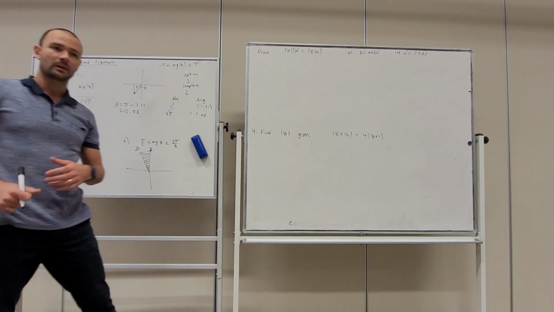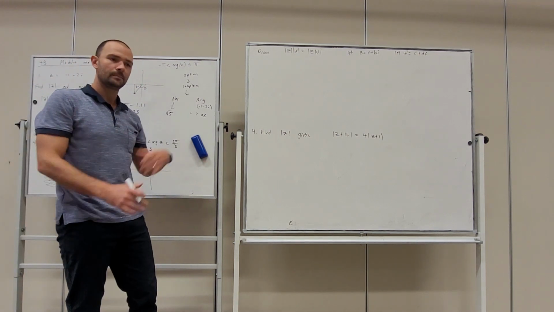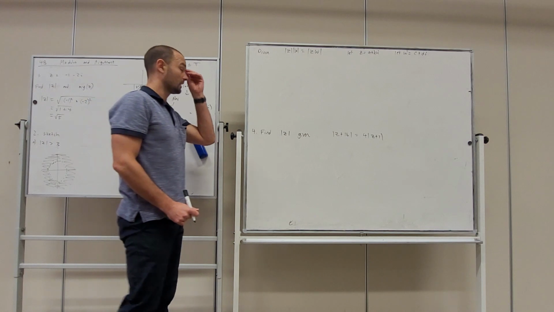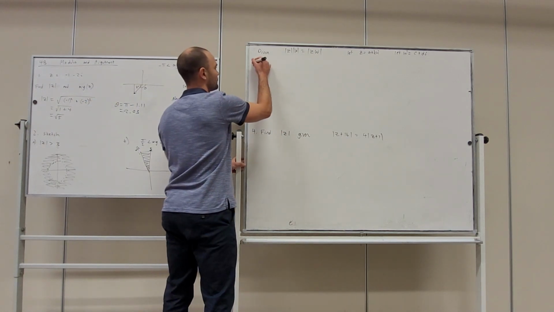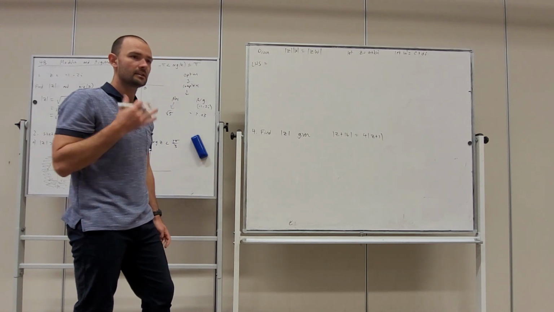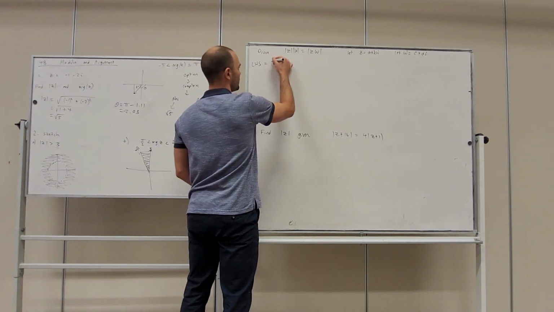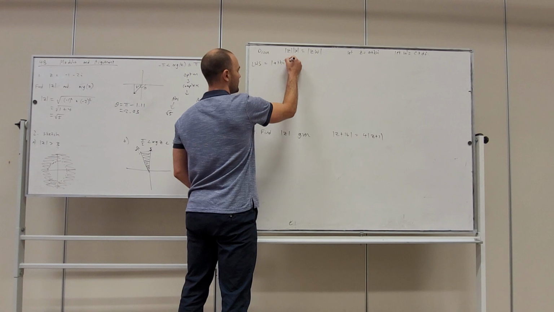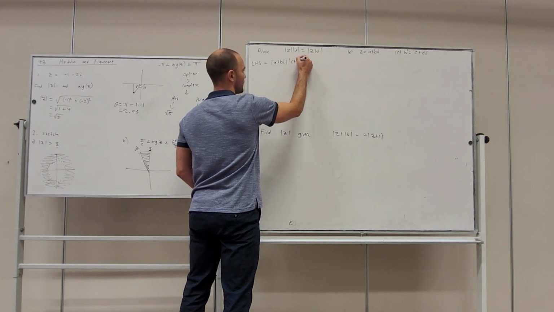So we've got these two complex numbers. Then what we're going to do is start with the left-hand side and manipulate it and see if we can get it to match the right-hand side. So the left-hand side is equal to the modulus of z times the modulus of w. That's the modulus of a plus bi times the modulus of c plus di.